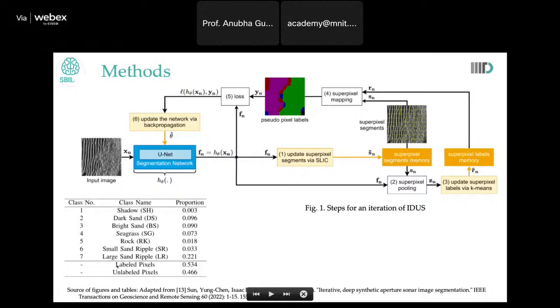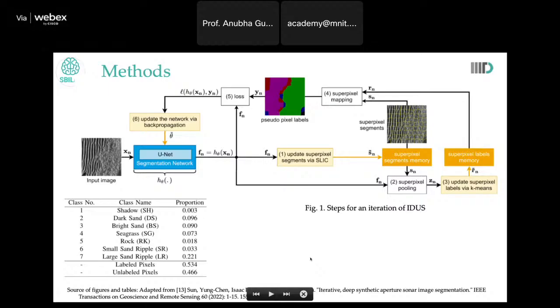In their data, the data they considered had 7 classes. If we look at labeled versus unlabeled pixels, 53.4% were labeled and 46.6% were unlabeled pixels. If you look at the classes, there were 7 classes, and you can see that there is imbalance in the data. For example, the shadow class is only 0.3% of the data. Then there is dark sand, bright sand, and so on.